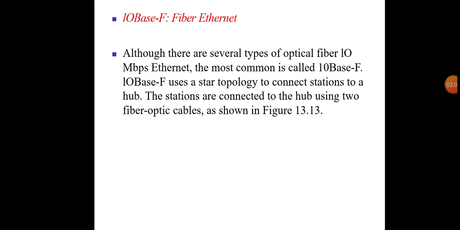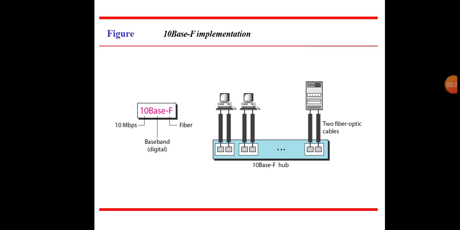And the last one is 10Base-F, fiber Ethernet. Although there are several types of optical fiber 10 megabits per second Ethernet, the most common is called 10Base-F. The 10Base-F uses a star topology to connect stations to a hub. The stations are connected to the hub using two fiber optic cables, shown in the figure. This is the figure: 10Base-F, 10 megabits per second, baseband digital, fiber. This is the 10Base-F hub, and two fiber optic cables are used here.